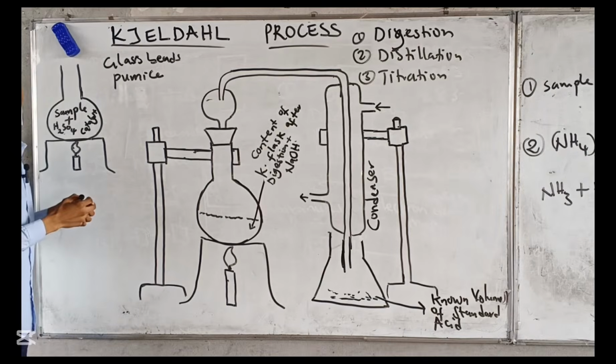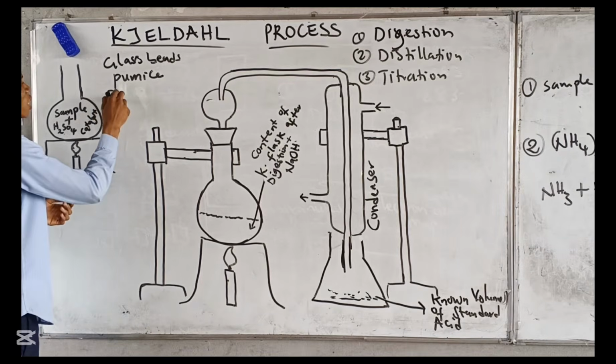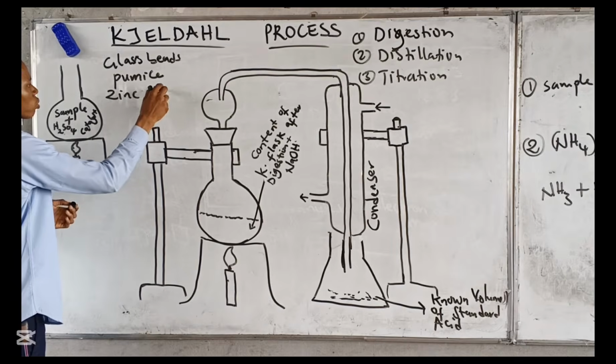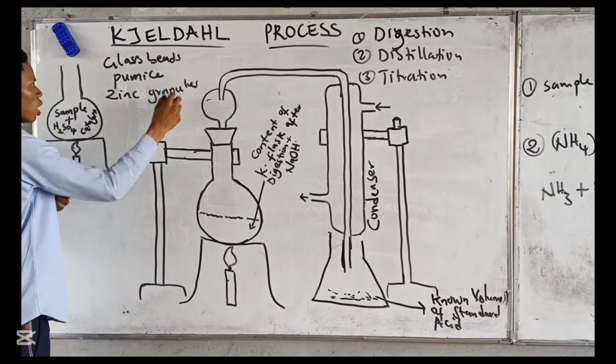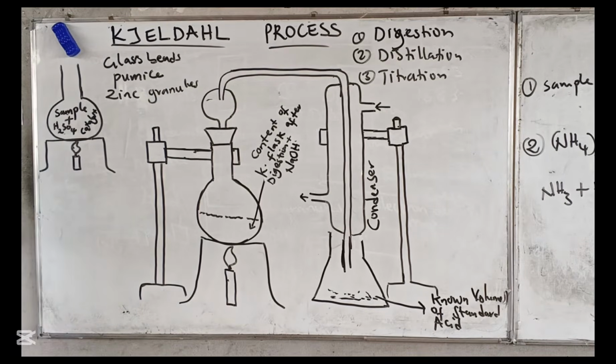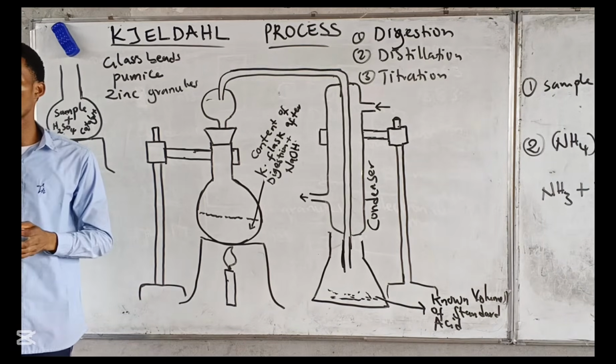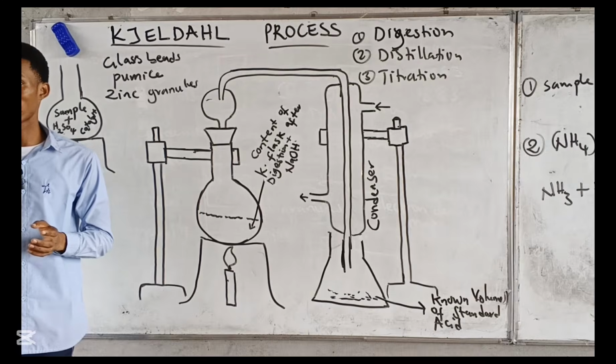You can use what again? Zinc granules and other suitable boiling stones. So the function of these boiling stones is to prevent what? Bumping, right? To prevent that splashing, that bumping. The function of copper sulfate and potassium sulfate is what? Serve as what? Catalyst, right?